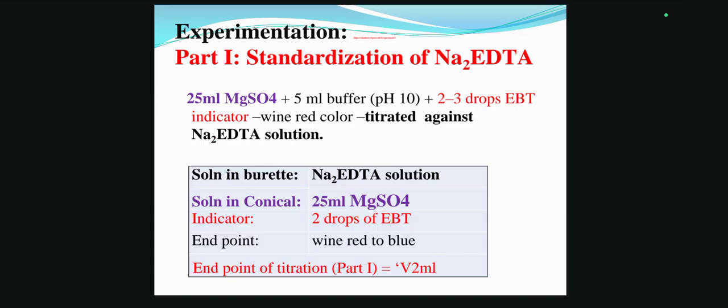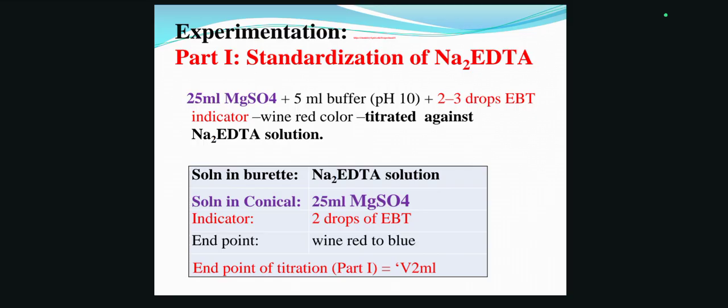Okay. So here, as I said already, the sample is magnesium sulfate. In that you add buffer solution and EBT indicator. You will get a wine red solution, and that wine red solution you have to titrate with disodium EDTA. So if we summarize: in the burette there is disodium EDTA, in the conical there is magnesium sulfate, and in that we add buffer solution and EBT indicator. The end point of the titration is wine red to blue color, right? Wine red to blue color.